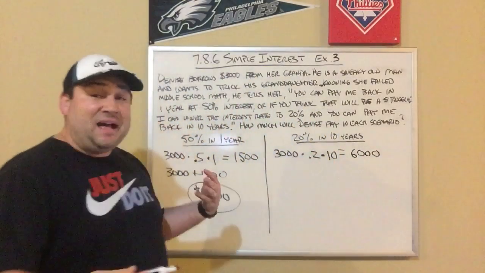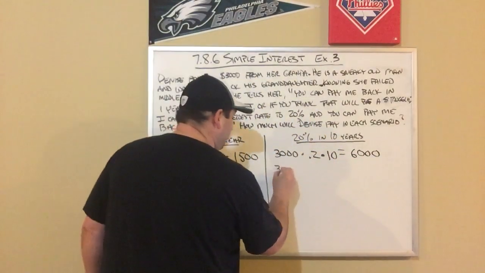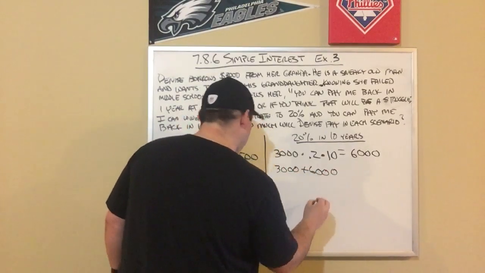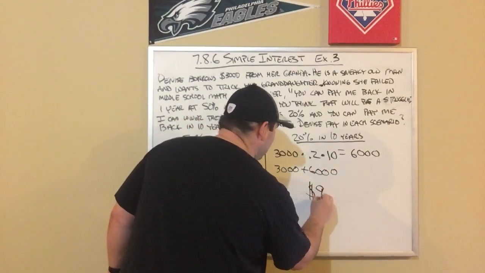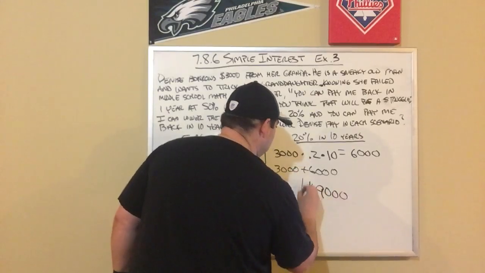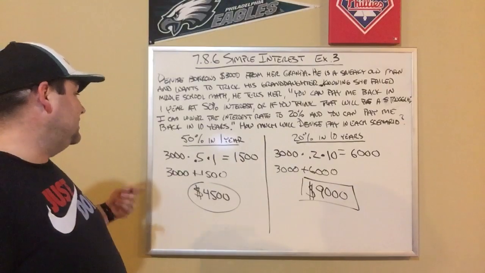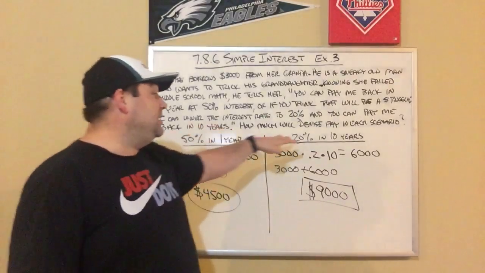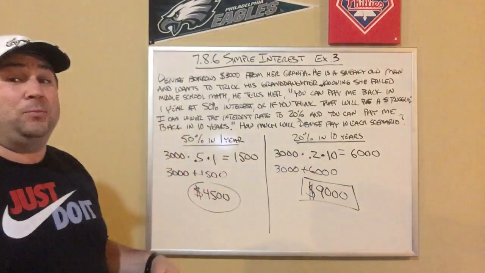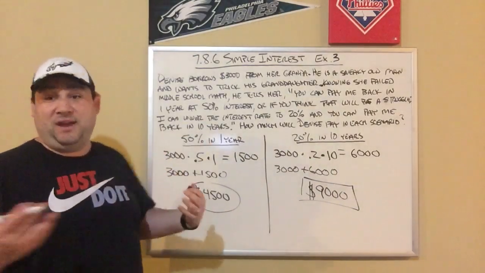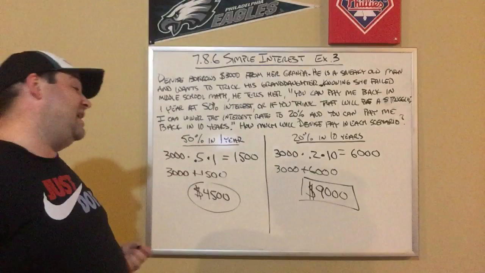We still have to add that back to the 3,000 she borrowed. So 3,000 plus 6,000, and we figure out she's going to end up paying a total of $9,000 back to her grandpa. So we can see definitely the 20% over 10 years is going to end up costing her way more money. But maybe if she can't pay him back in a year, she chooses that.